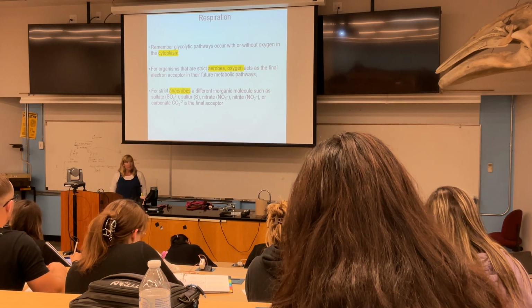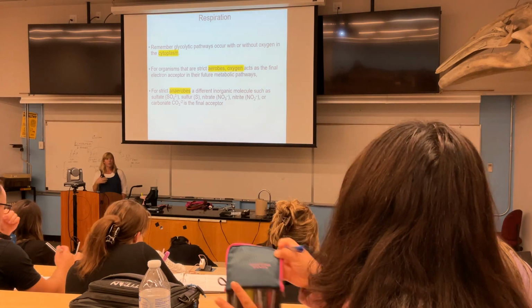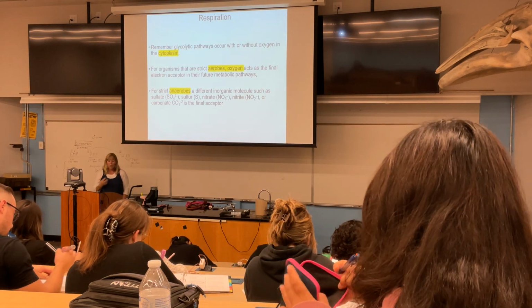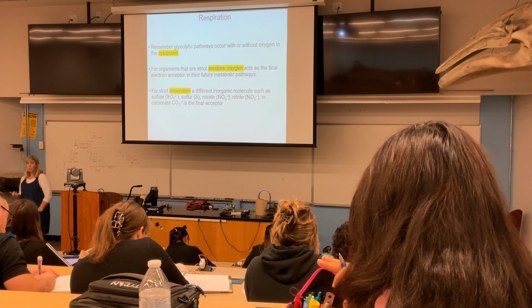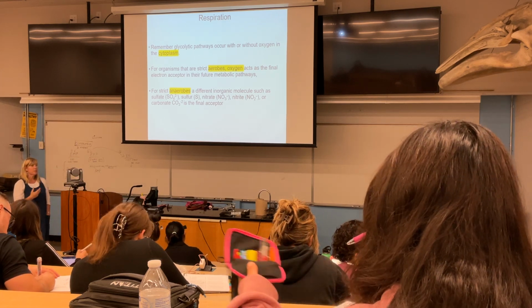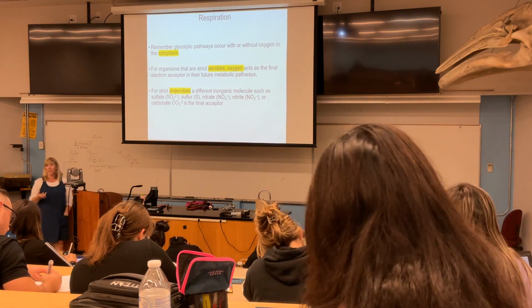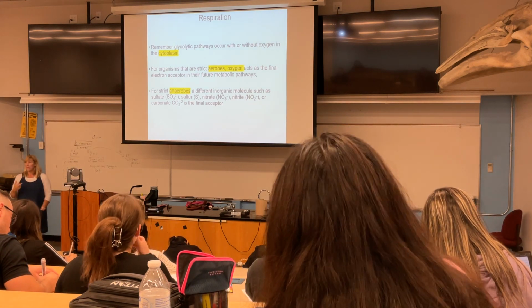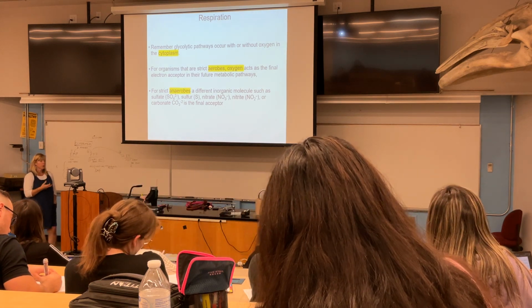Now, we're going to learn that some organisms that are aerobic are going to do aerobic respiration, which means that their final electron acceptor, what that means is that the element at the end of their pathway, is going to be oxygen. And so what that means then is that oxygen has to be present to be able to do an aerobic pathway.